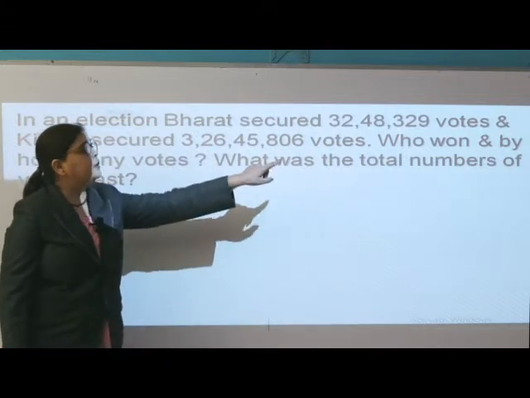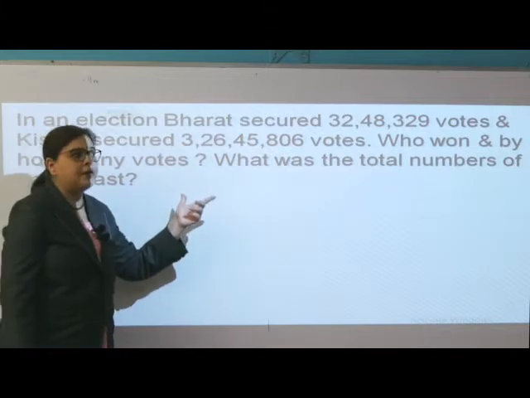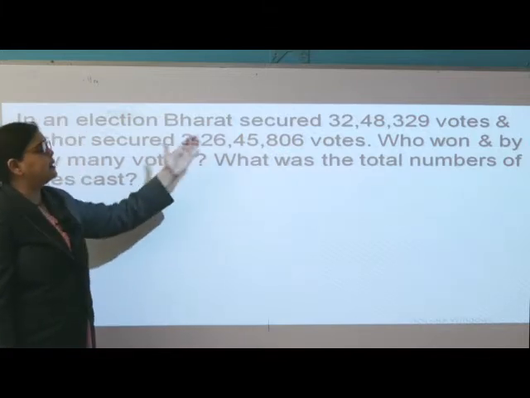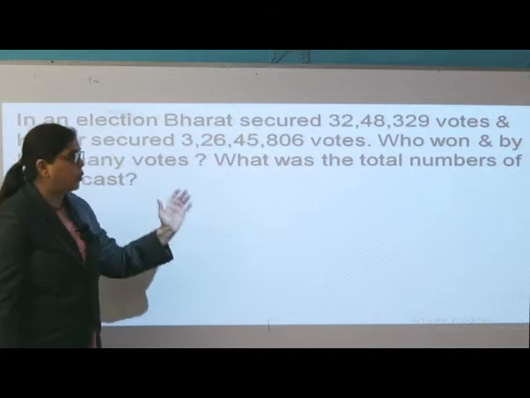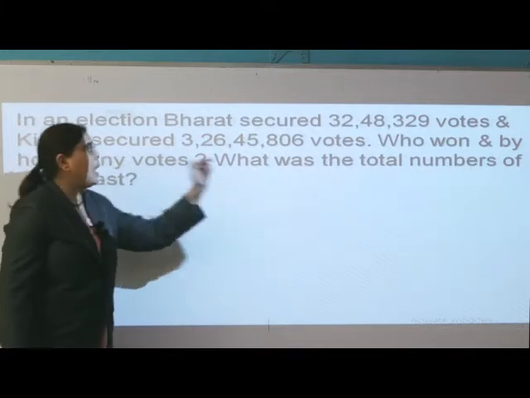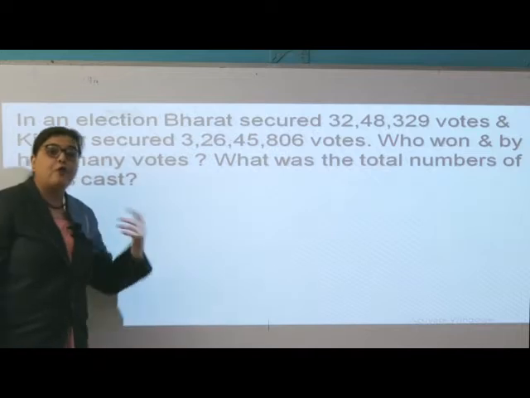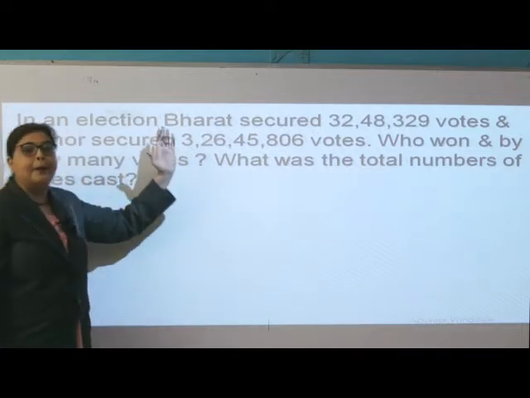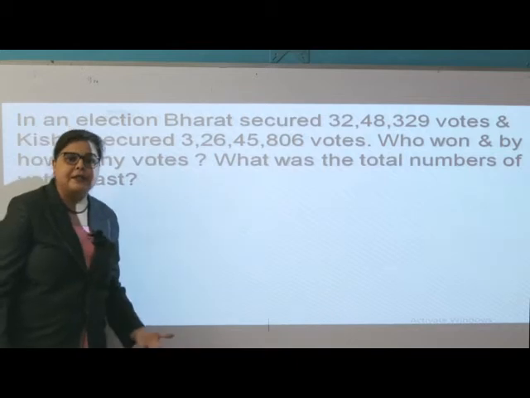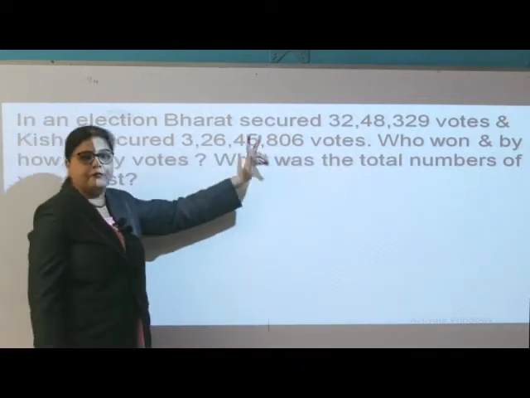Who won? By seeing the numbers you can say which is the largest number. So by seeing these two numbers we can say Kishore won the election. Okay, my second question is, by how many votes? Means I have to find out the difference between Kishore's votes and Bharat's votes. What is the difference? Yes, difference means we have to do the subtraction of this.